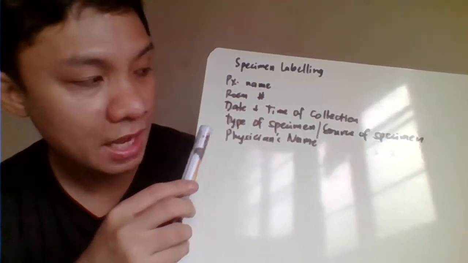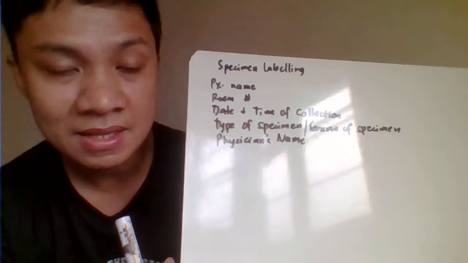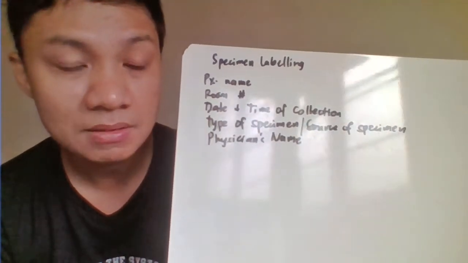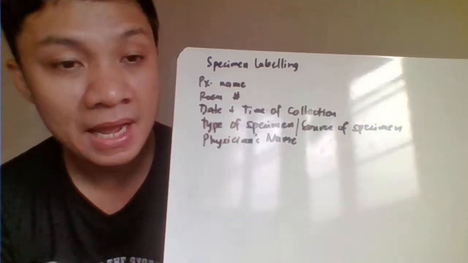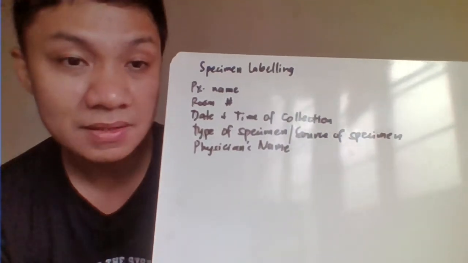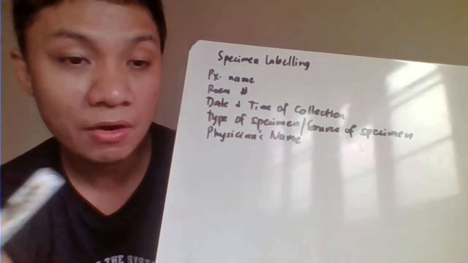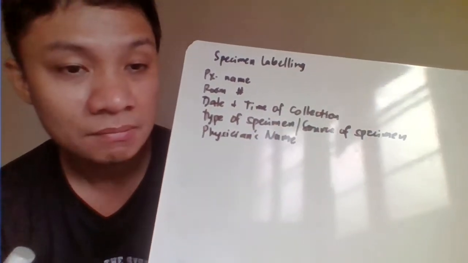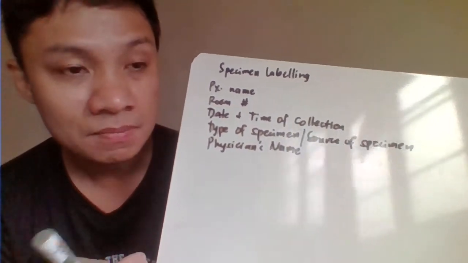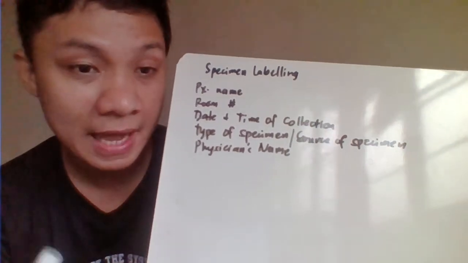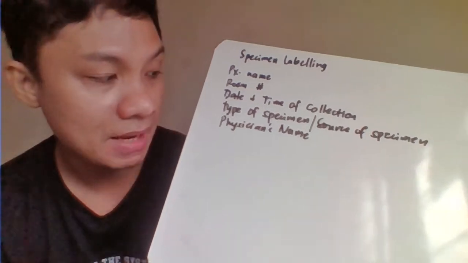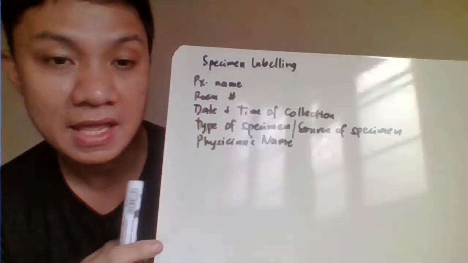Another very important item is the type of specimen and the source of the specimen. For example, if the specimen is a wound, there should be a source of the specimen, or the anatomic site where you collected it. You should not label it as just wound, or just drainage, or just abscess. Rather, it should state the part of the body where the specimen was collected. The same is true for blood culture. It should be identified where the specimen was collected. And you could also include the physician's name for that.